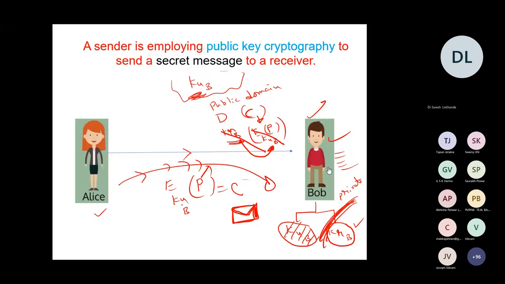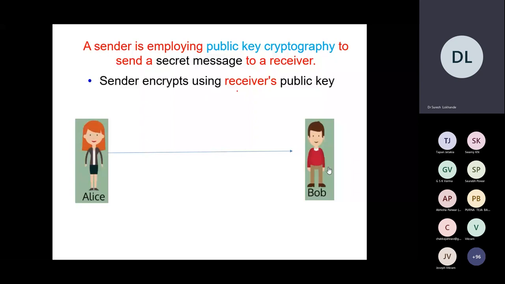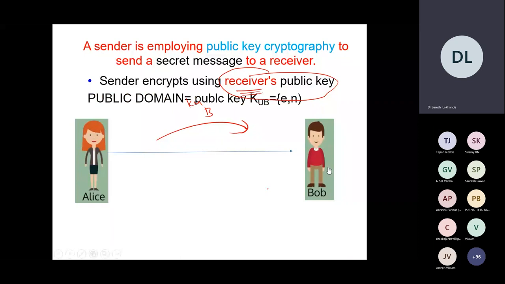So if I put it in terms of the sender, the sender wanting to encrypt will be encrypting the message to the receiver by using the receiver's public key. That we have used in this direction, Bob's public key is used here. That's what I have told here. That is the public domain part. In the notation point of view, how the decryption is done, I have shown here in this diagram.